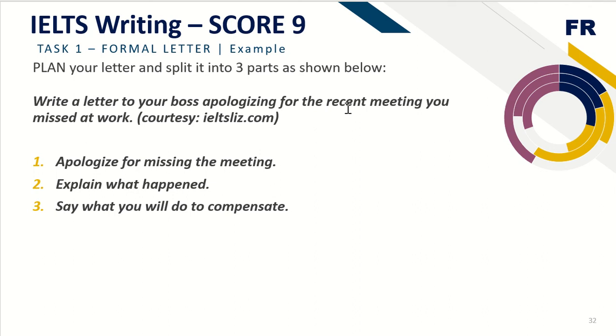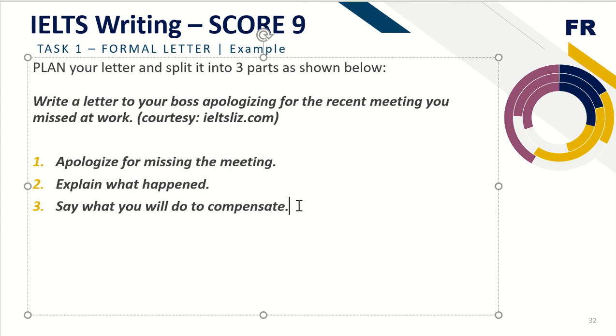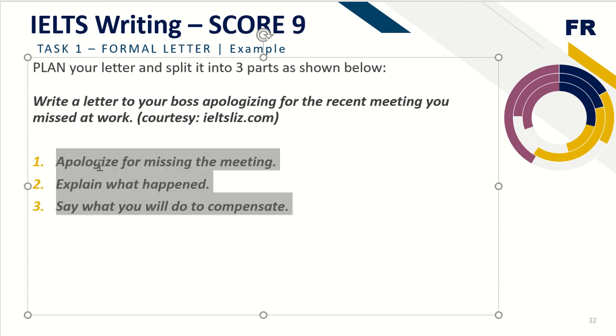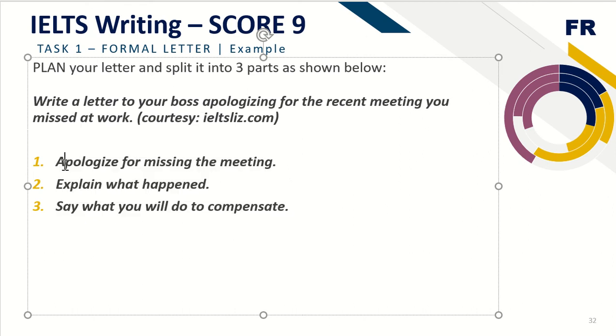All right, let's look at the question prompt here. Write a letter to your boss apologizing for the recent meeting you missed at work. Apologize for missing the meeting. Explain what happened. Say what you will do to compensate. Now, guys, I've chosen this particular question prompt so that it's much easier for you to be able to elaborate your letter. Now, the advantage of a question type of this sort is that they've already given what your three paragraphs should be.